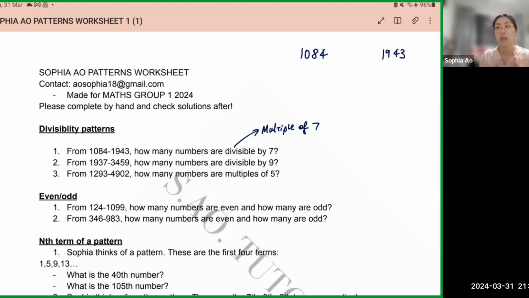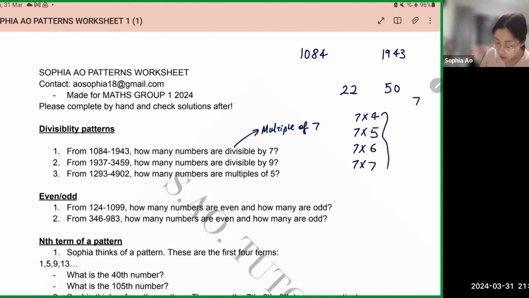What if someone asked me for a really small range? What if someone asked me, hey, Sophia, from 22 to 50, how many numbers are divisible by 7? And here I am going to do something manually. I'm going to list them out. So 7 times 3 is too small, but I know I've got 7 times 4, which is 28, 7 times 5, which is 35, 7 times 6 is 42, and 7 times 7 is 49. So I know here there's a total of 4 multiples of 7, or 4 numbers that are divisible by 7 from the range 22 to 50.